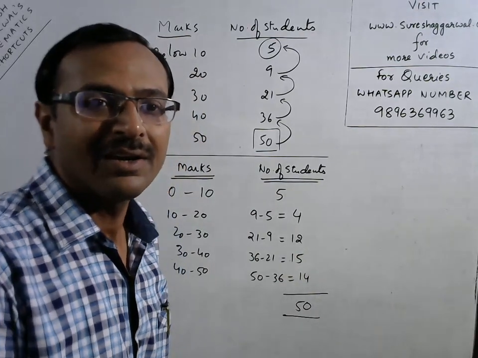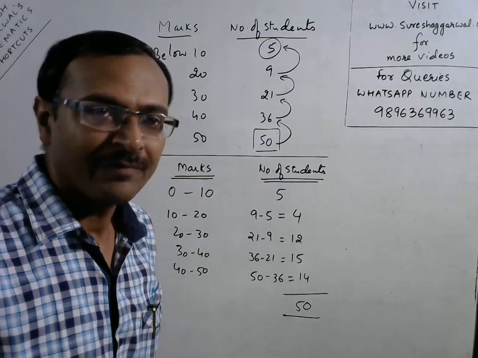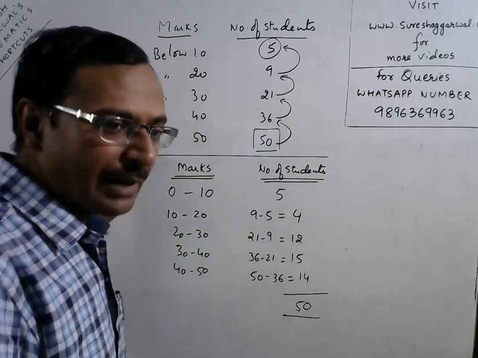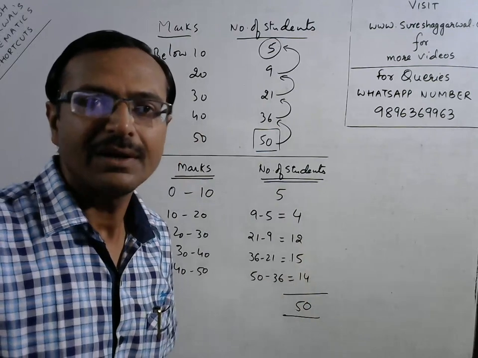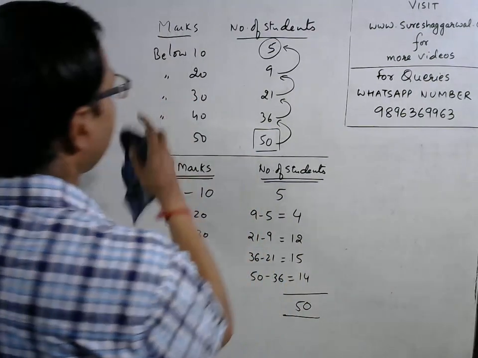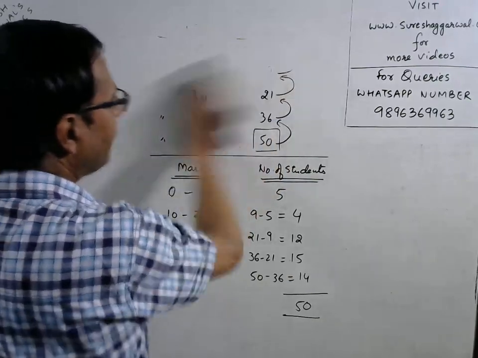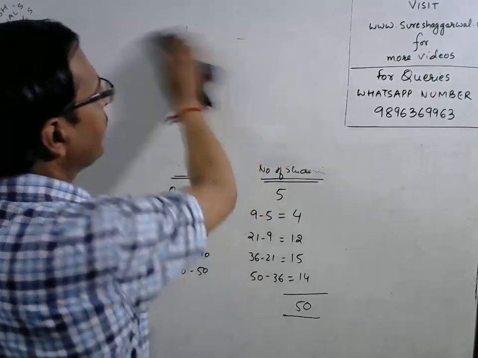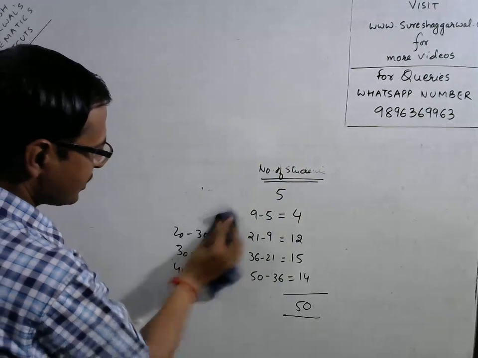So this is the second thing which you need to know in this chapter, how you convert the below type table into a continuous distribution. Now let us have the third, the above type table, and we will try and convert that into a continuous distribution like we did just now.